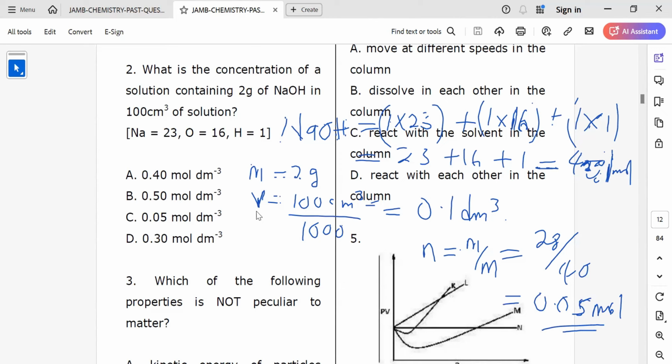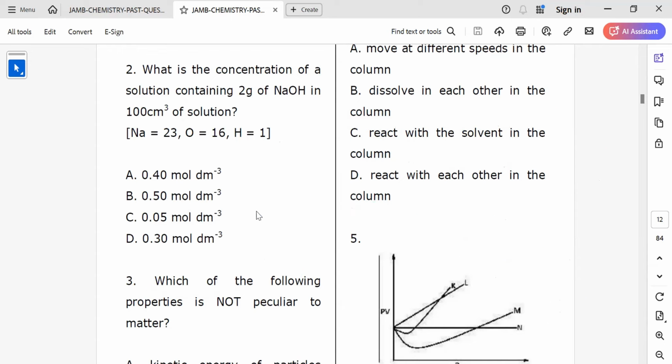So now, which formula are we going to use? Here we have mole and we have volume, and we are to calculate concentration. So I think simply we can just use this formula, which says n is equal to CV, that is concentration times volume is equal to mole. Concentration times volume is equal to mole.